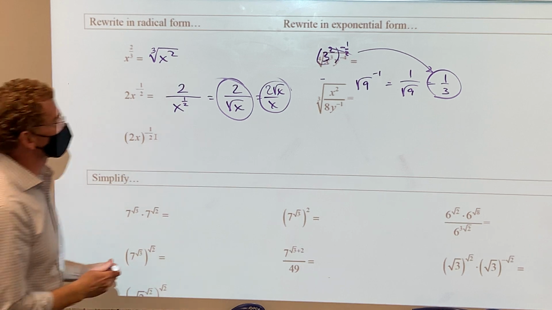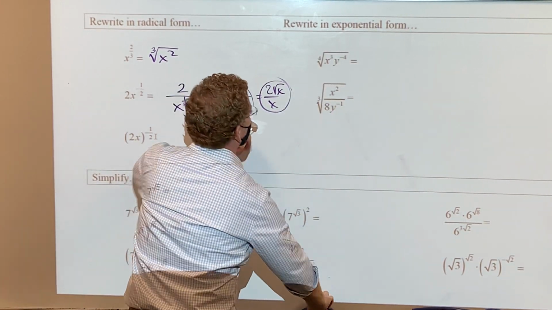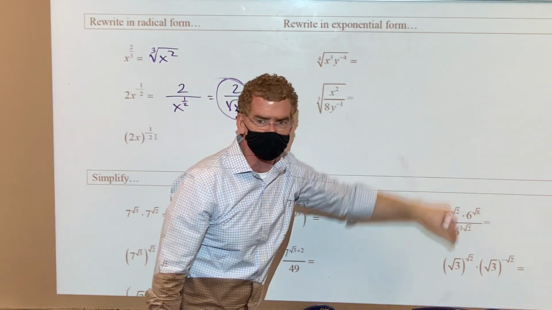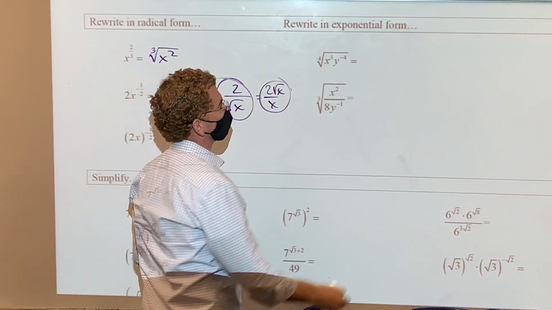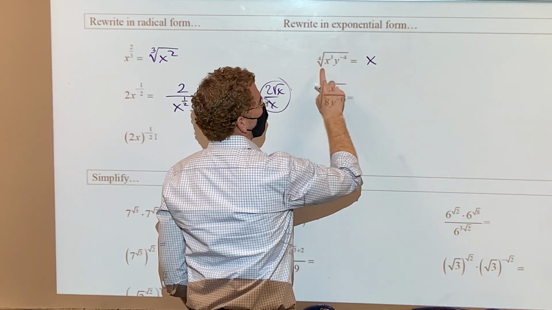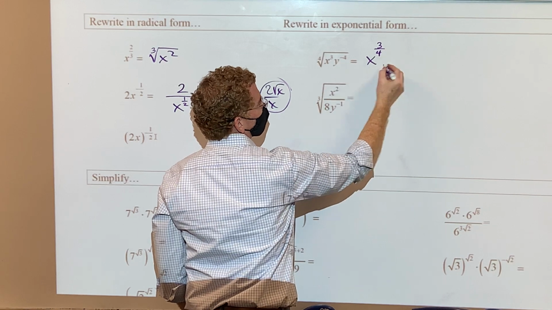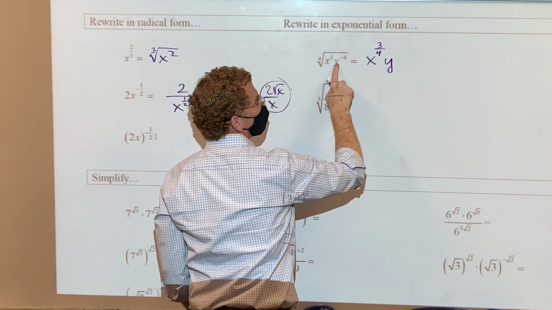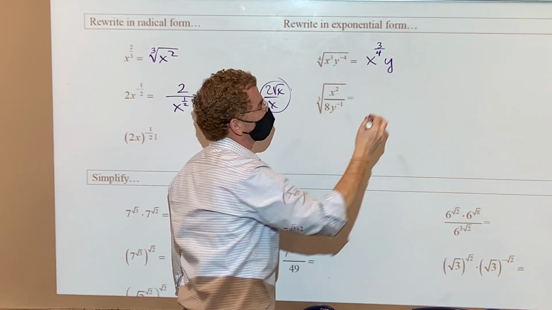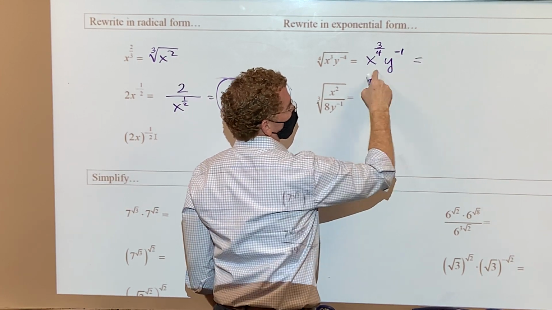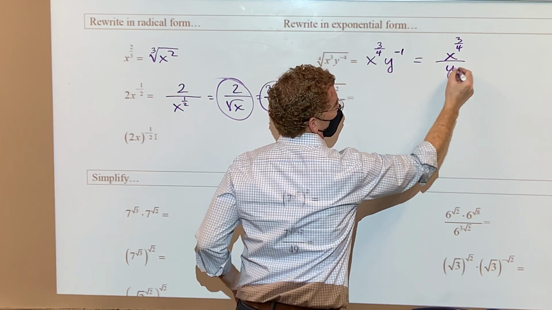Okay, what about something like this one right here? It says put it in exponential form. So I don't want the radical. What do I do with that 4? What does the x cubed become? Good. What does the y become? Negative 4 over 4, which is negative 1. And what's a better way to write this? Over a y?